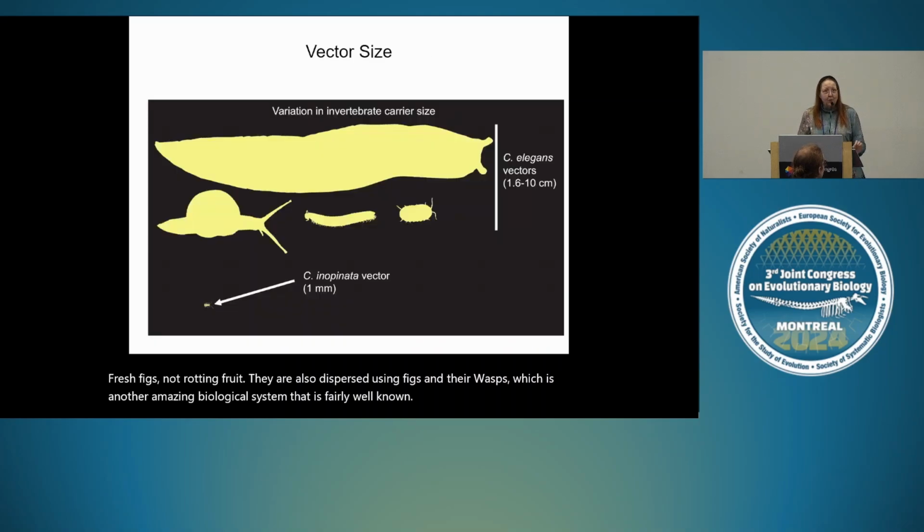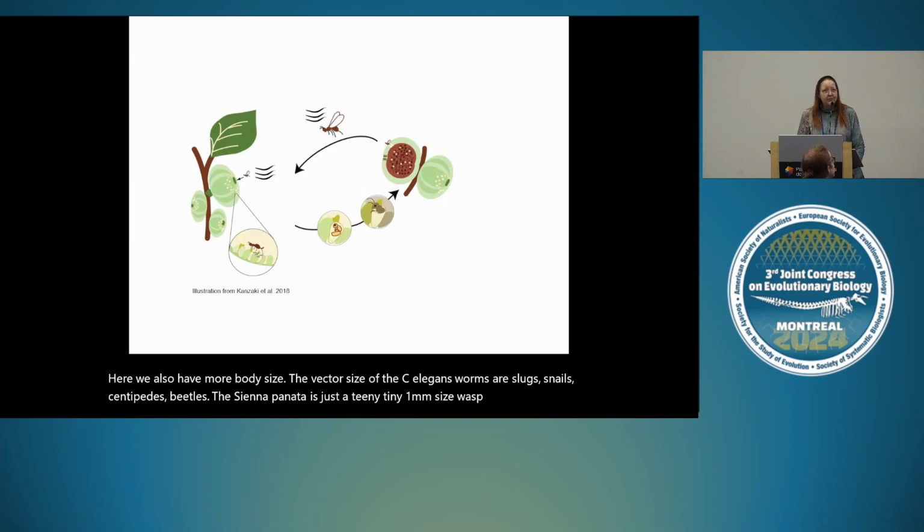Here we also have more body size. The vectors of C. elegans worms are slugs, snails, centipedes, beetles. C. inopinata has just a teeny tiny 1 millimeter size wasp. How do they get into the figs? Well, the wasps carry their dauer form, which is a form that does not need to feed for up to 3 months. It injects them into the fig when it lays its eggs, and that's how they get into the figs.